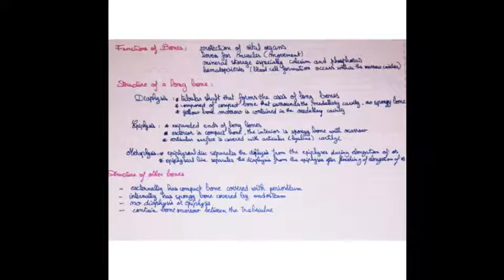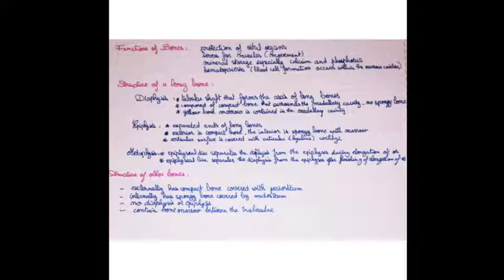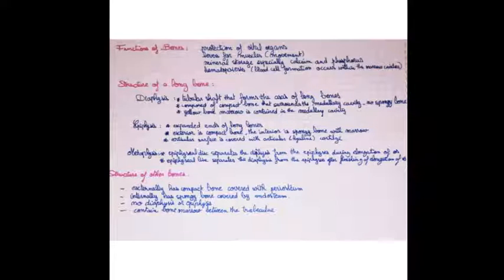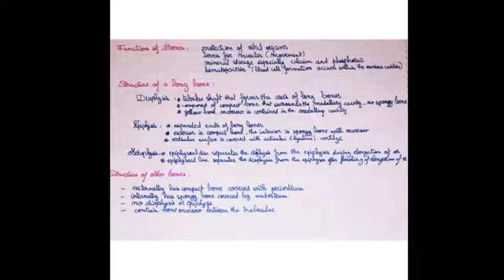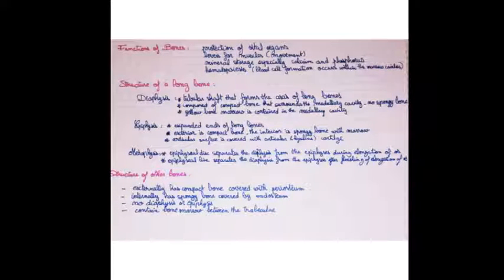And the metaphysis is the part that is between the diaphysis and the epiphysis. So we have the epiphyseal disc. It separates the diaphysis from the epiphysis during elongation of bone, and after the finishing of elongation of bone, it is called the epiphyseal line.